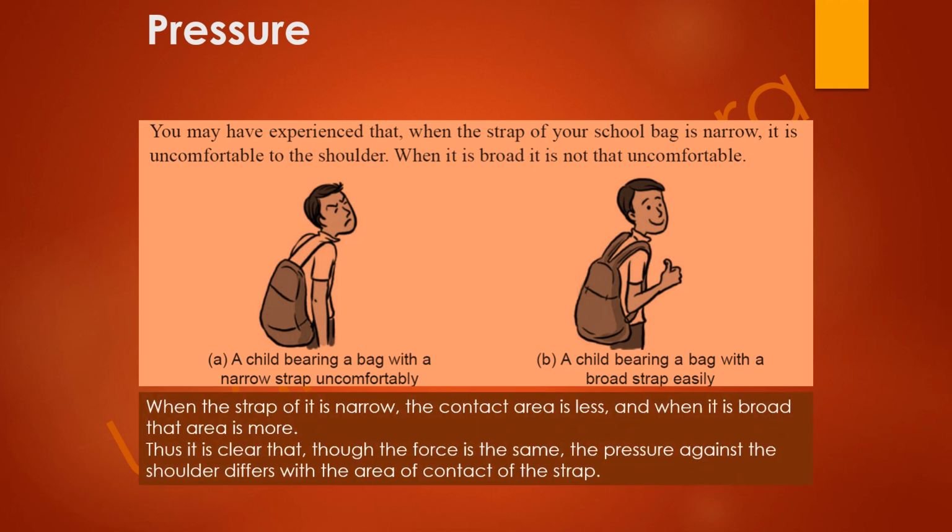When the strap is narrow, the contact area is less, and when it is broad, the contact area is more. Thus, it is clear that though the force is the same, the pressure against the shoulder differs with the area of contact of the strap.